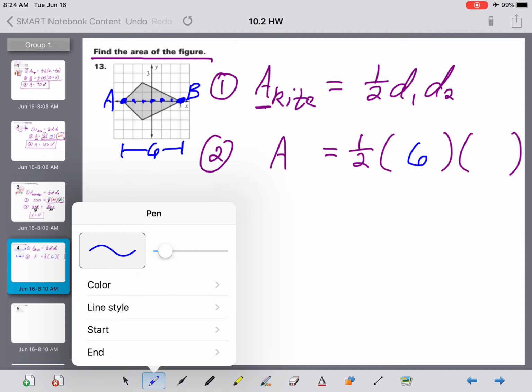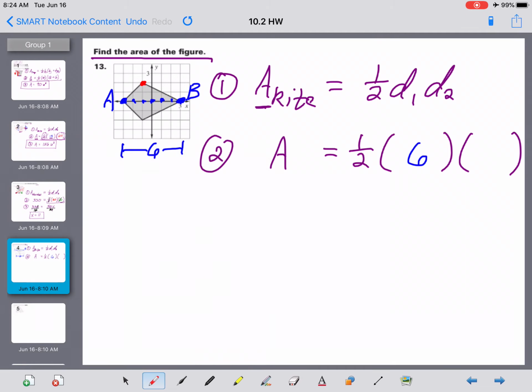The other diagonal, let's switch to red right here. I'm going to call this point up here C, this point down here D, and to get from C to D, we just count our way down. 1, 2, 3, and 4. So that second diagonal is going to have a length of 4.